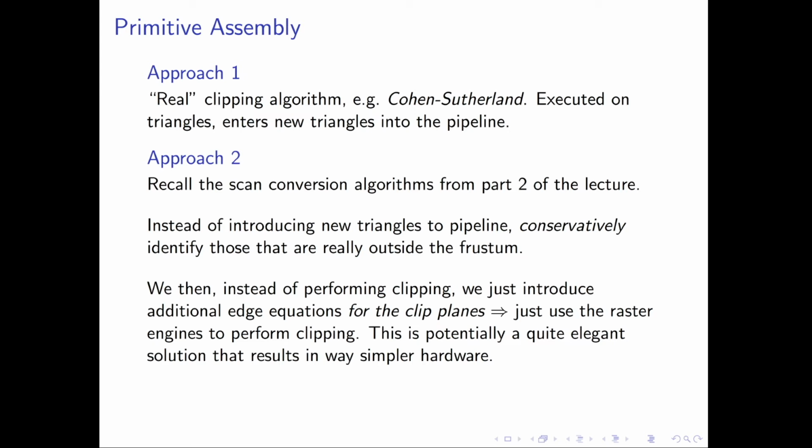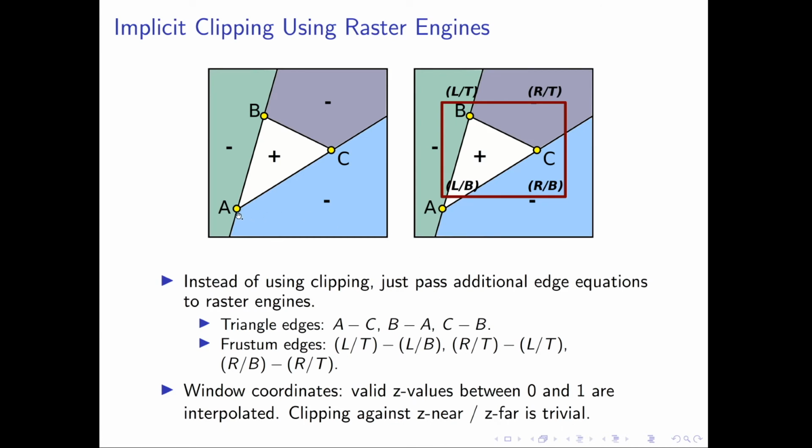There we would scan convert them, but we would do a trick: in addition to the triangle edges, we would also add edges for the visible frustum. In this case, with the raster engines, we are in window coordinates, and therefore we can perform the whole clipping operation in 2D, which is of course very beneficial and simplifies things a lot. If we have those triangles where we are unsure, we would just enter them into the pipeline, and in addition to that, we would add 4 additional edge equations. Those are edge equations for the visible frustum, that is, for the projection of the visible frustum.